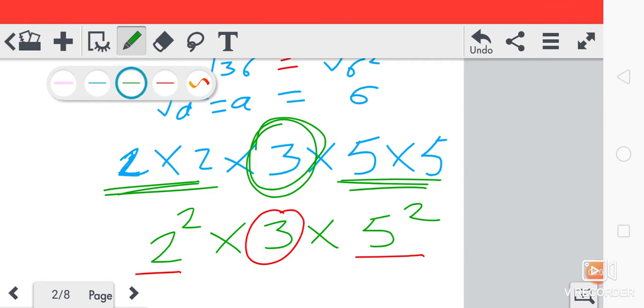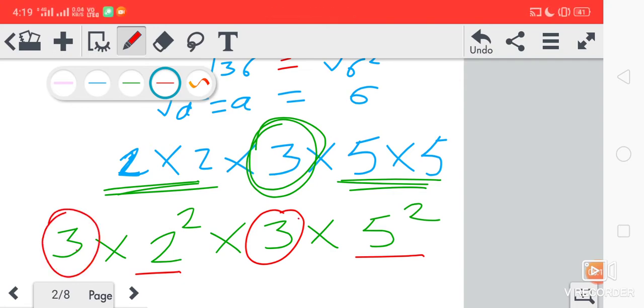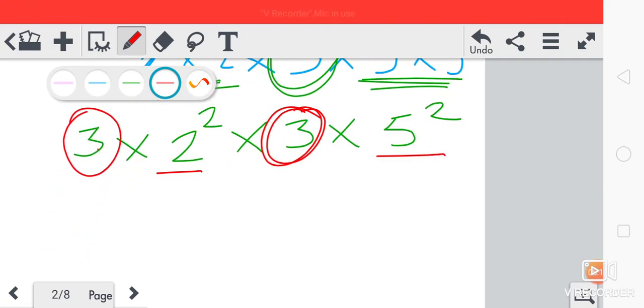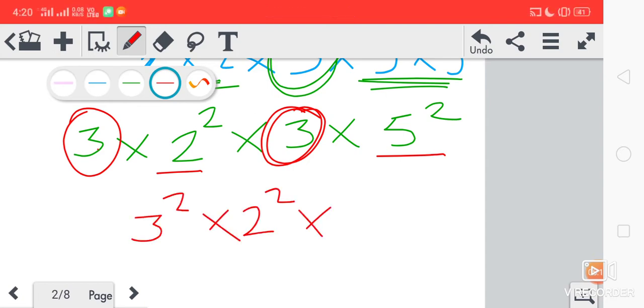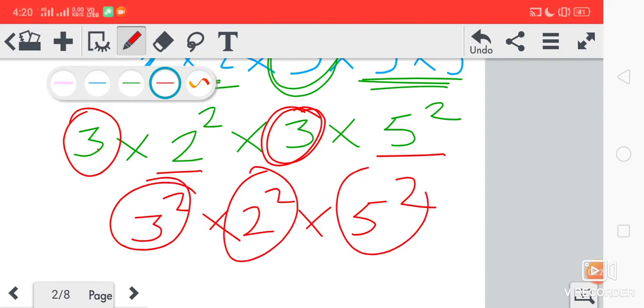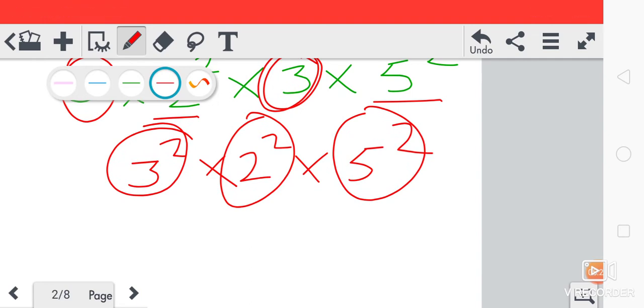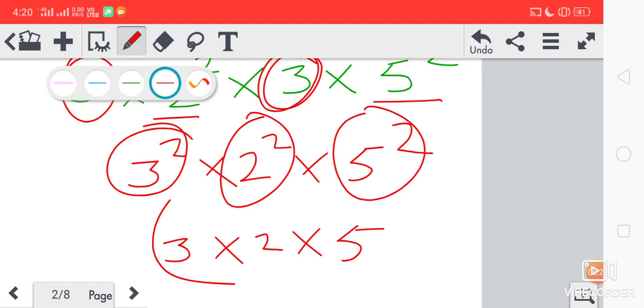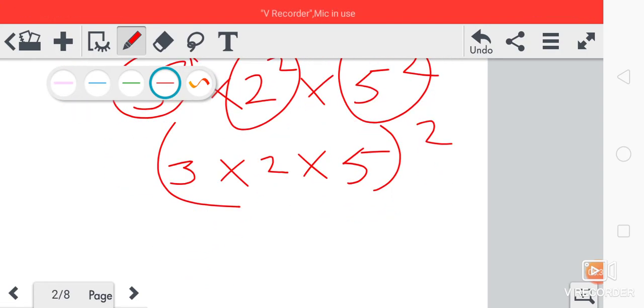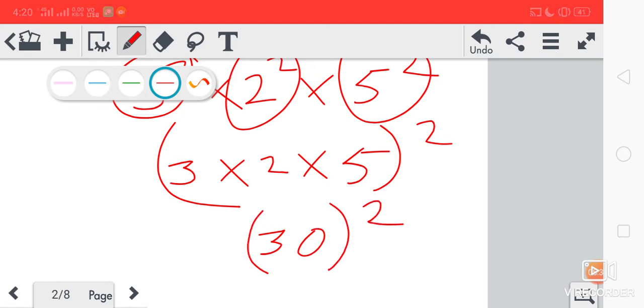So if we multiply by 3, then this 3 and this 3 will become 3 square. So now we can write 3 square into 2 square into 5 square. So every factor is in square, and now we can say this whole number is a perfect square. 3 into 2 into 5 whole square. 3 into 2 is 6, 6 into 5 is 30. It is 30 square.